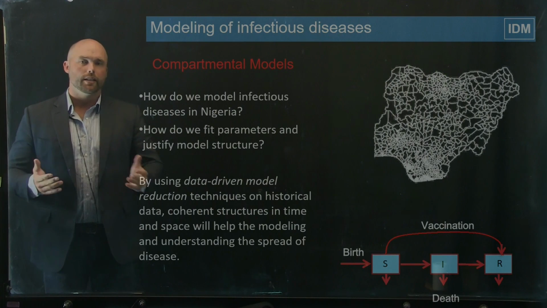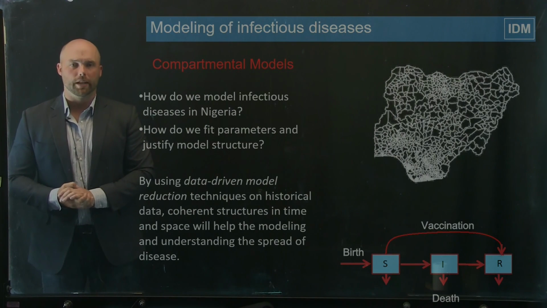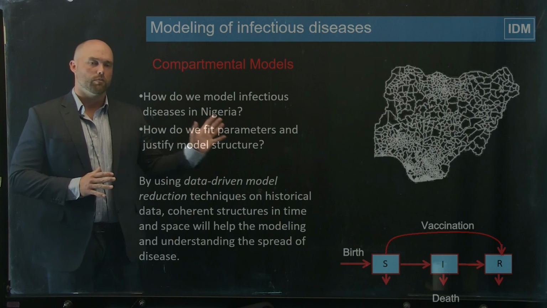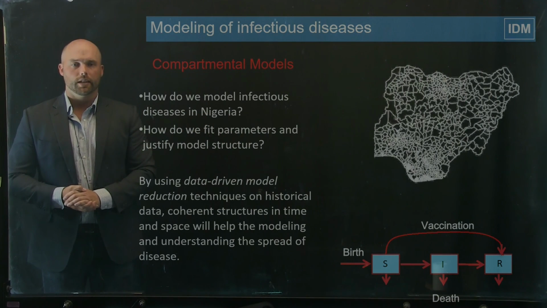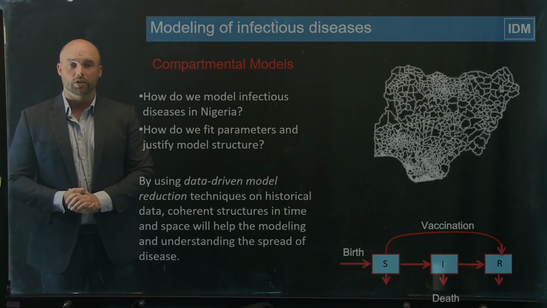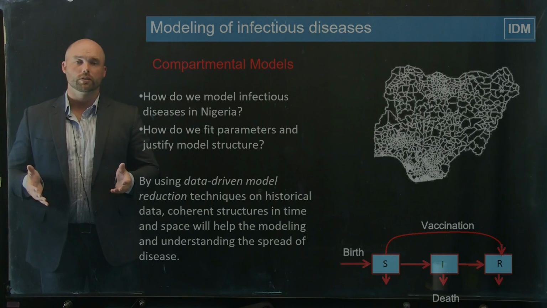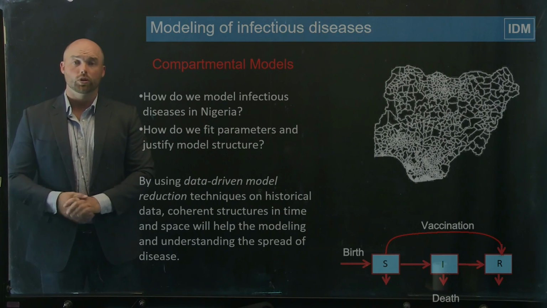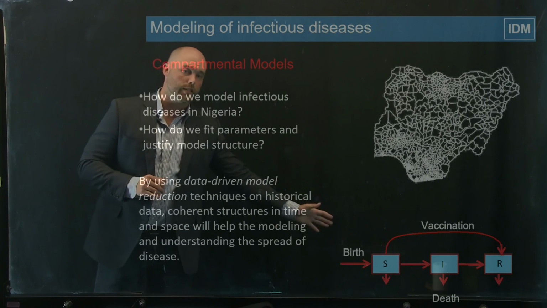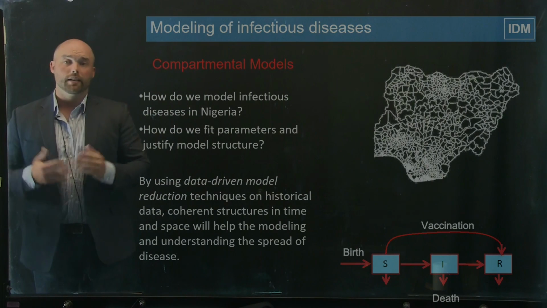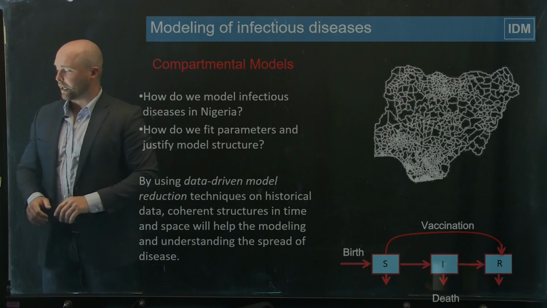So in this talk, I'm going to propose a complementary method that moves away from using model-based kind of descriptions of the disease data and using a more data-driven model reduction technique on historical data. And this looks for coherent structures in time and space of the data, which could help constrain the modeling, so how many places you actually have to model or what types of states, and intuitively help understand the spread of disease.